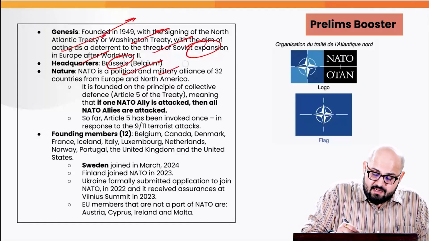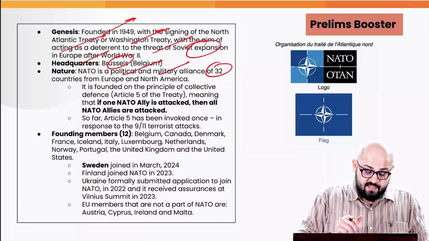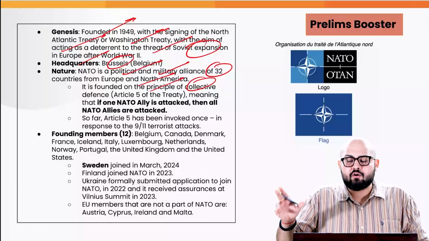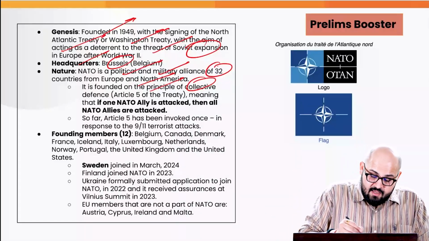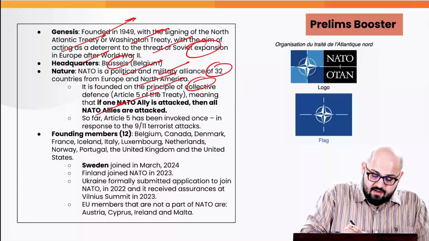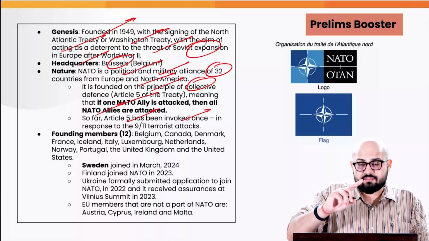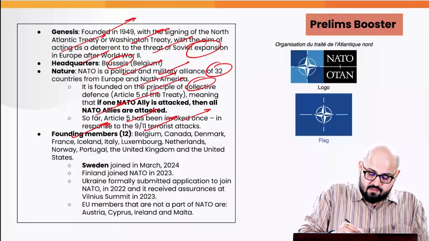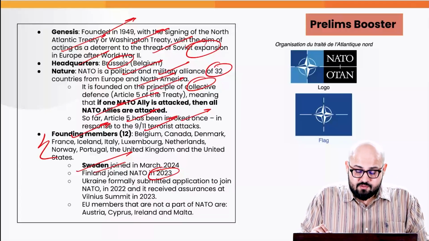NATO is a political and military alliance of 32 countries. The latest country which was added was Sweden. Remember, countries from Europe and North America founded on the principles of collective defense. Attack on one is attack on all. That is what collective defense is all about. If one NATO ally is attacked, then all NATO allies are attacked. So far, Article 5 has been invoked only once, and that was in the 9/11 terrorist attacks. Founding members, you can just have a look. Sweden joined in March 2024, Finland joined in 2023.